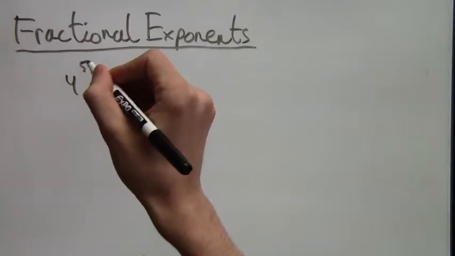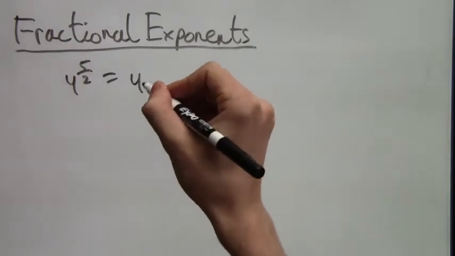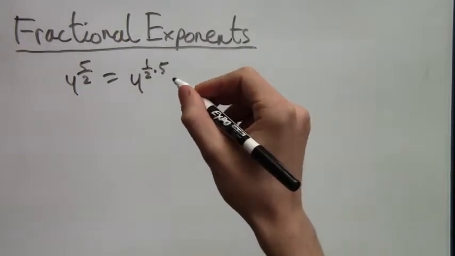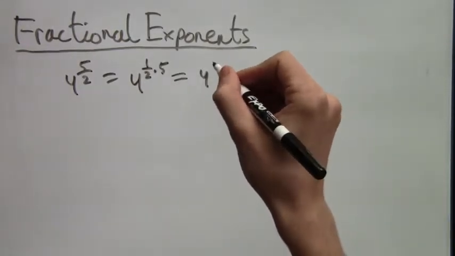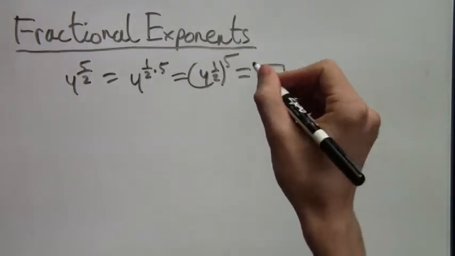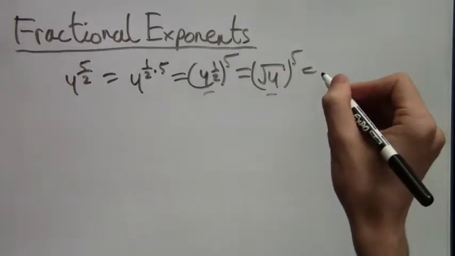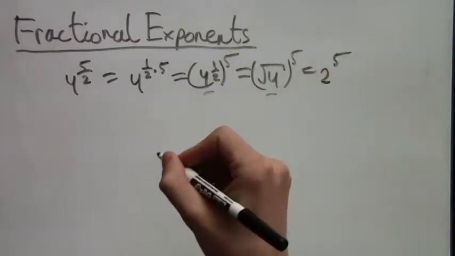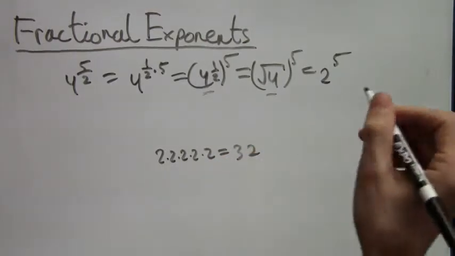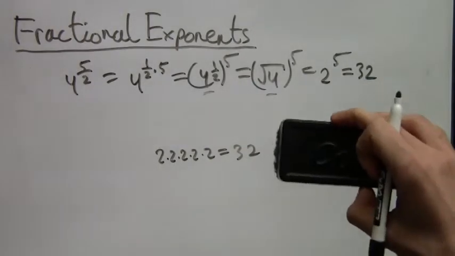So for example, 4 to the 5/2 equals, and we do the same thing. We have 4 to the 1/2 times 5, and this equals 4 to the 1/2 all to the 5, and this of course simplifies. Since the square root of 4 is just 2, we calculate this in the parentheses first, and then take it to the 5th power. And 2 times 2 times 2 times 2 times 2 is 32. You can just check that on a calculator very easily. So the final answer is 32.